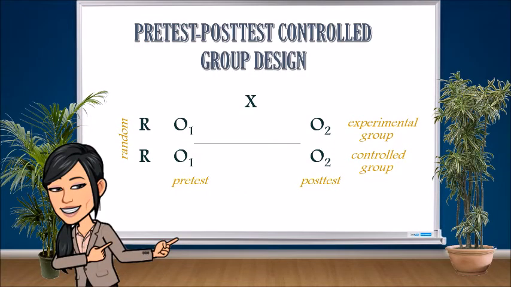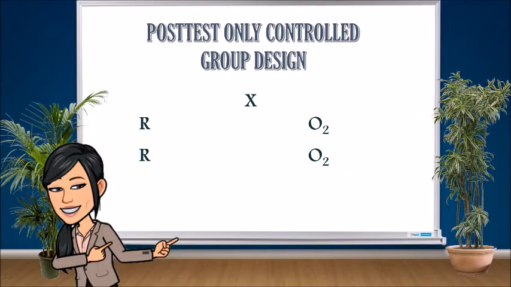In pre-test post-test controlled group design, the subjects are randomly assigned to groups. A pretest is given to both groups. The experimental group receives the treatment while the control group does not, and a post-test is given to both groups. In post-test only controlled group design, the subjects are also randomly assigned to groups. The experimental group receives the treatment while the control group does not, and a post-test is given to both groups.